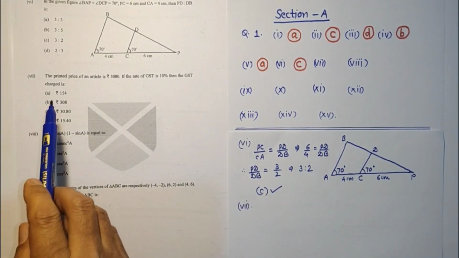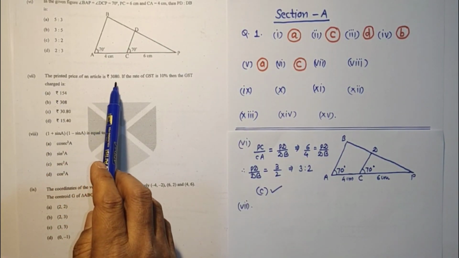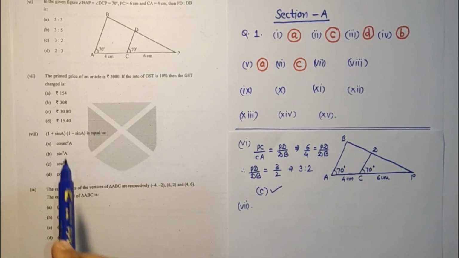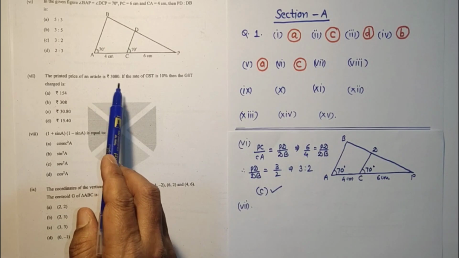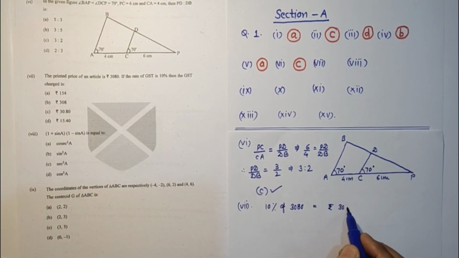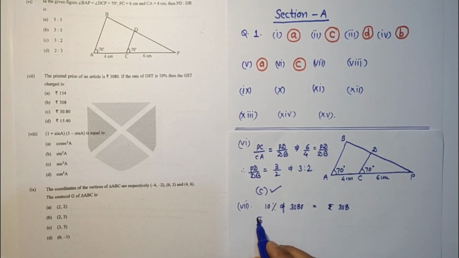In 7th subpart, the printed price of an article is 3080, and if the rate of GST is 10%, then what will the GST be? So GST is equal to 10% of 3080, that is equal to rupees 308. So option B is correct.